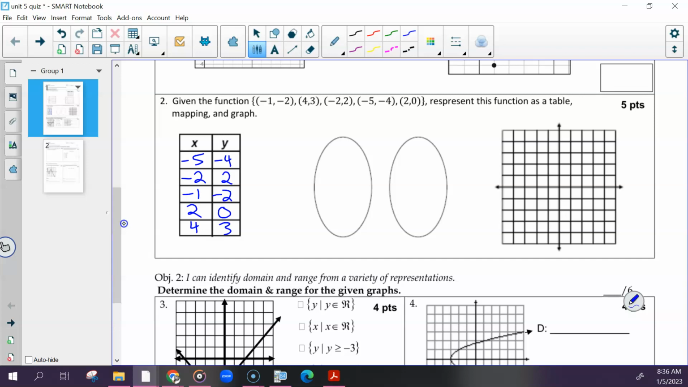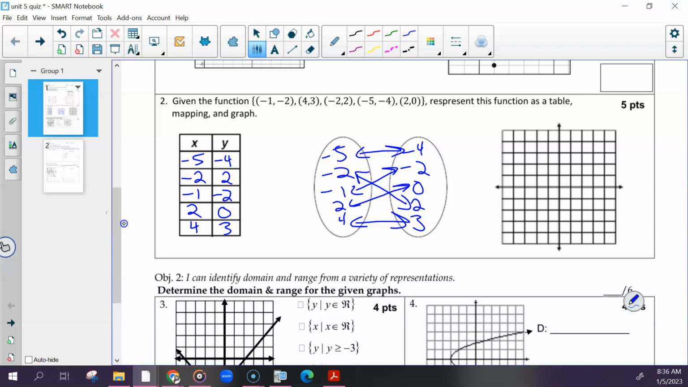The mapping, both of these needed to be least to greatest. So -5, -2, -1, 2, 4. -4, -2, 0, 2, 3. And then you needed to draw lines to connect them. So these went together, these went together, these went together, these went together, and these went together. The mapping was worth 3 points.